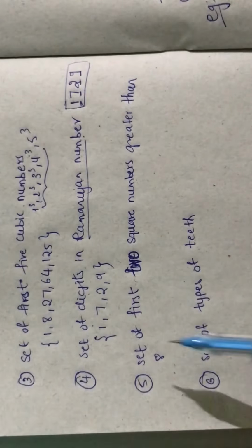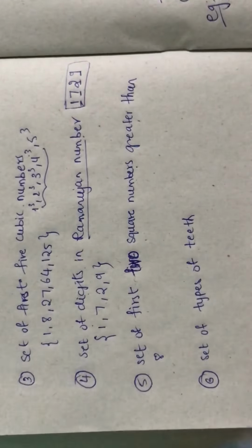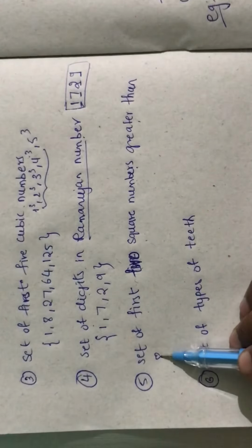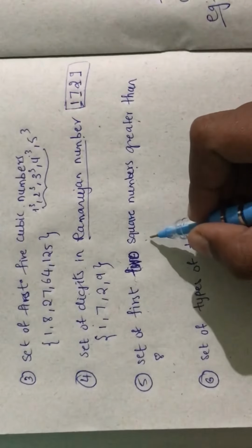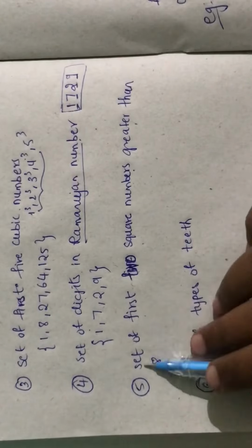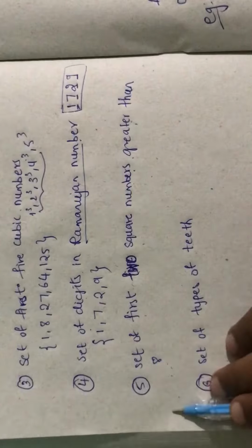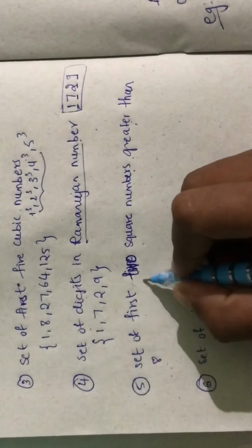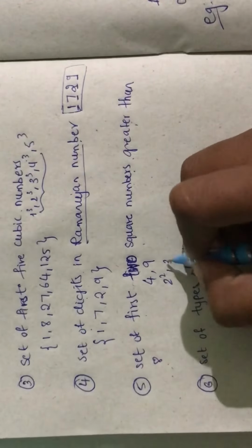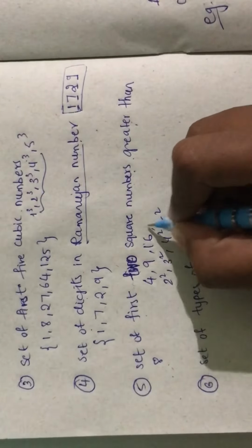And let us go with another example, set of first 2 square numbers greater than 8. Is 8 a square number? No. So before 8, 4 is a square number, which is 2 square. And 9 is also a square number, which is 3 square. And 16, which is 4 square, and 5 square, which is 25.